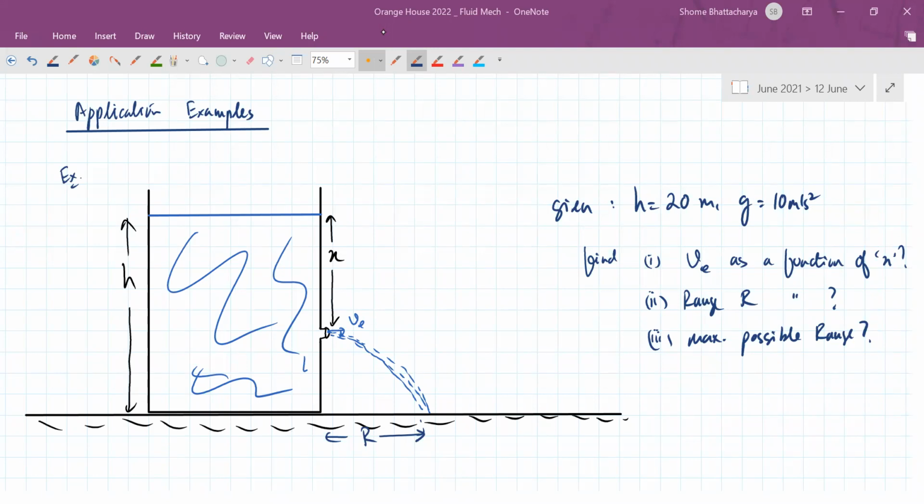Varun Kumar, your answer is correct. Maximum range will be 20 meters. I'm checking all the answers. Yeah, Varun Yadav, Varun Kumar, both of you got the right answer. From that, you will get the range as square root of 4x into h minus x. So for x equal to 10 meters, you will get the maximum range, and the value of that maximum range will be 20 meters. Very good, that's correct.